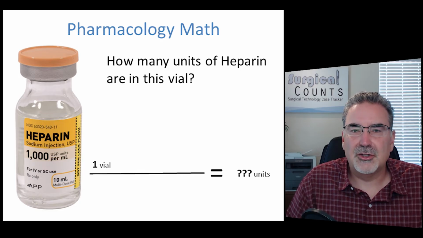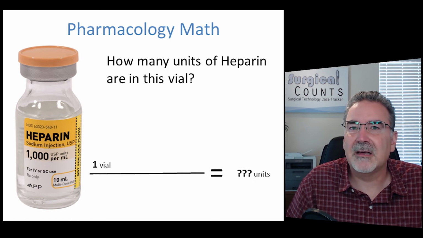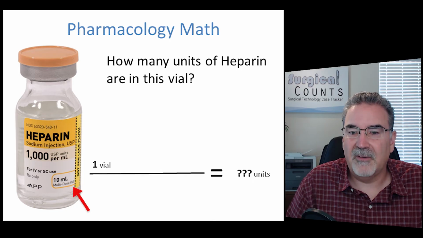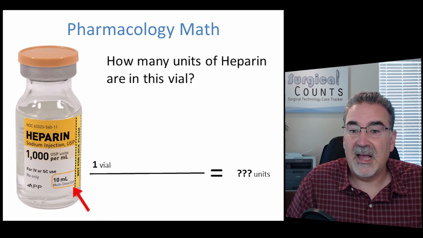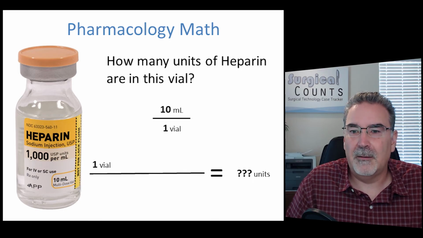Well, we need a relationship involving vials. Let's look at our label and see if we see anything involving vials. Well, let's see what we have. Oh, down here, we see the word vial. So what does this say? It says 10 milliliter multi-dose vial. That's what this is. Another way of saying that is 10 milliliters per vial, or we could write it mathematically as 10 milliliters over 1 vial.